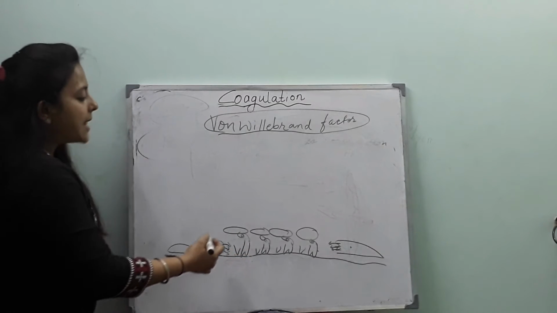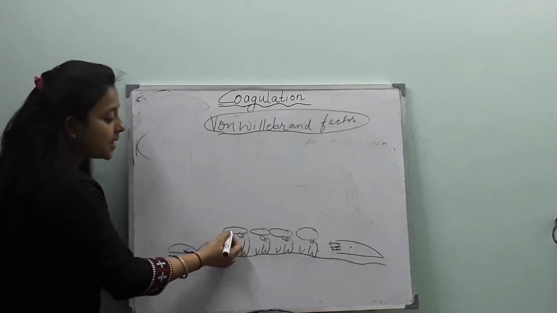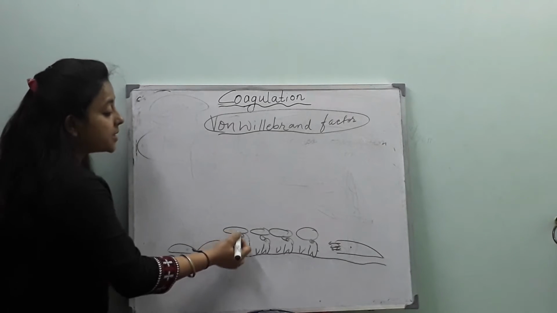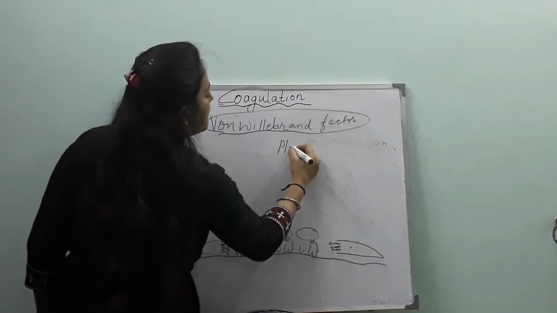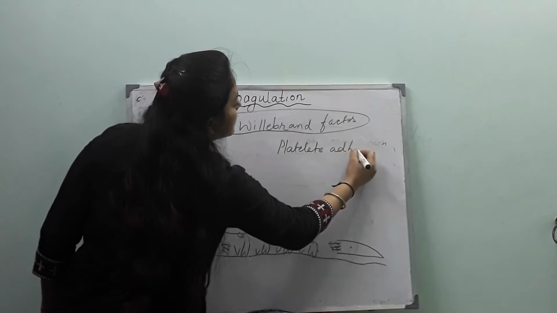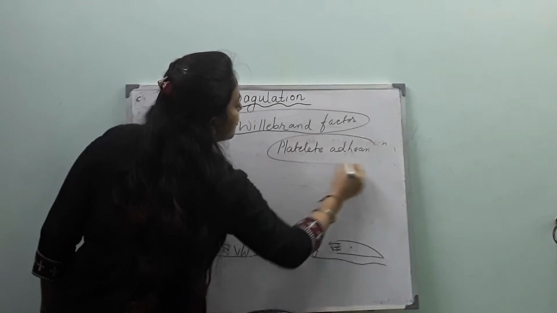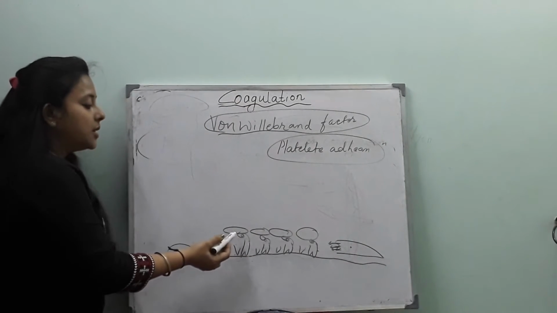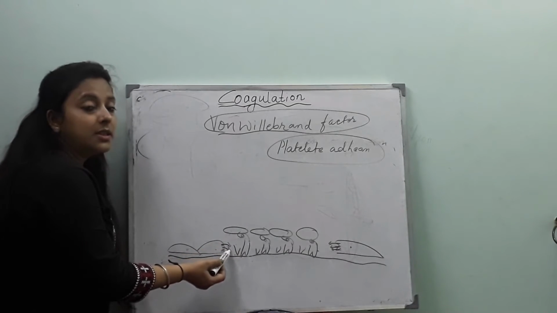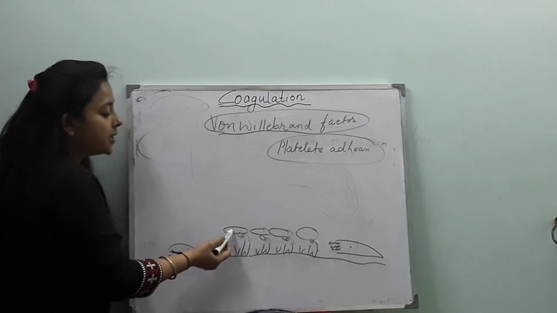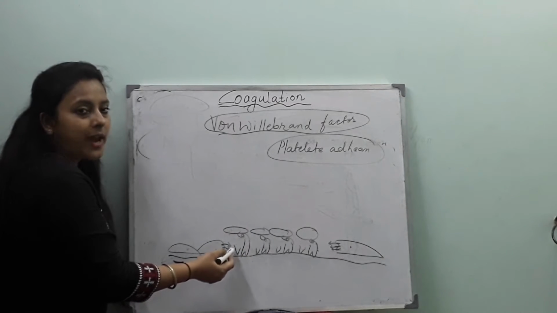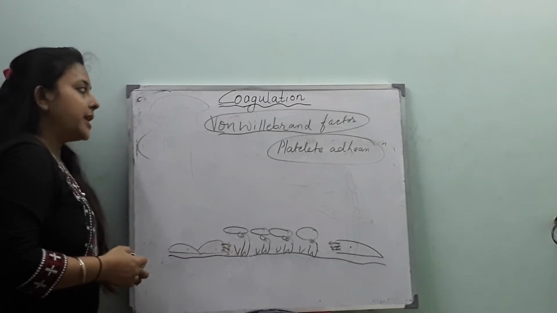Okay, and this adherence of platelets with a non-platelet agent is called platelet adhesion. You should know this term. What is platelet adhesion? The combination or the clumping of platelets with a non-platelet is called platelet adhesion. The adherence of platelets with this chemical von Willebrand factor is called platelet adhesion. Okay.